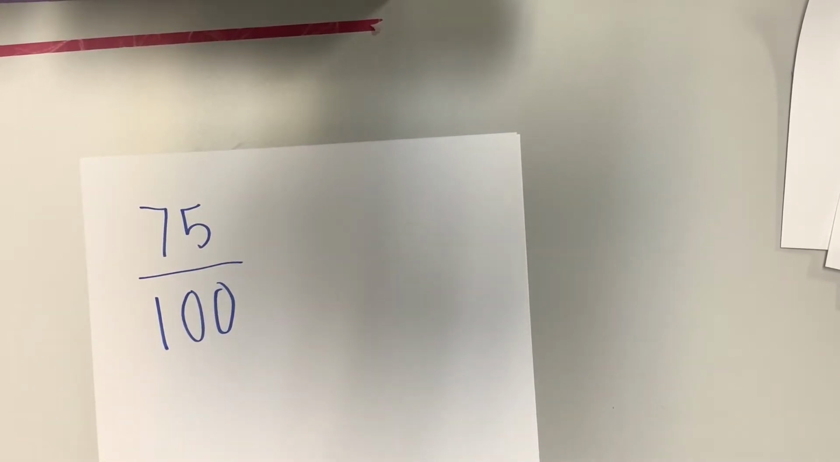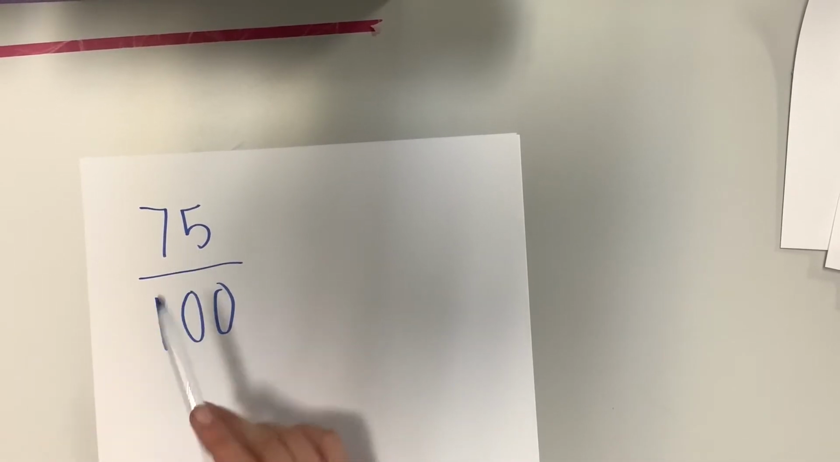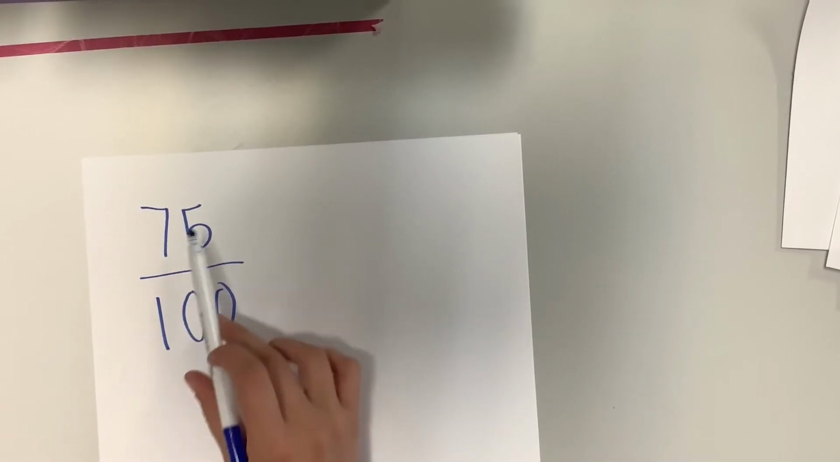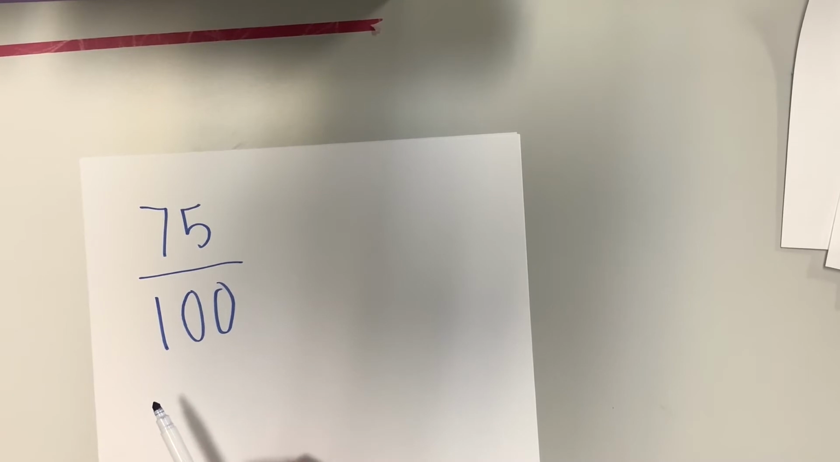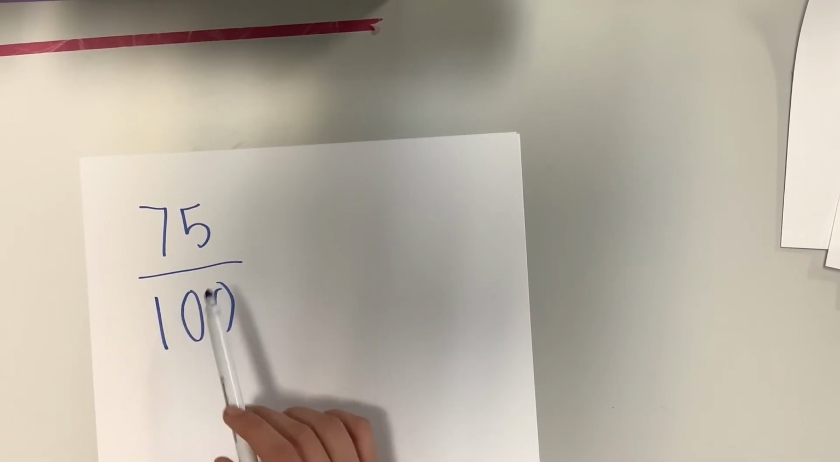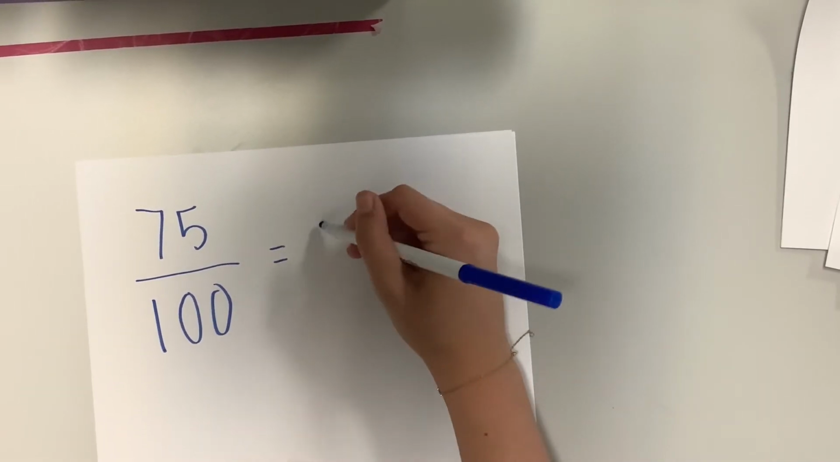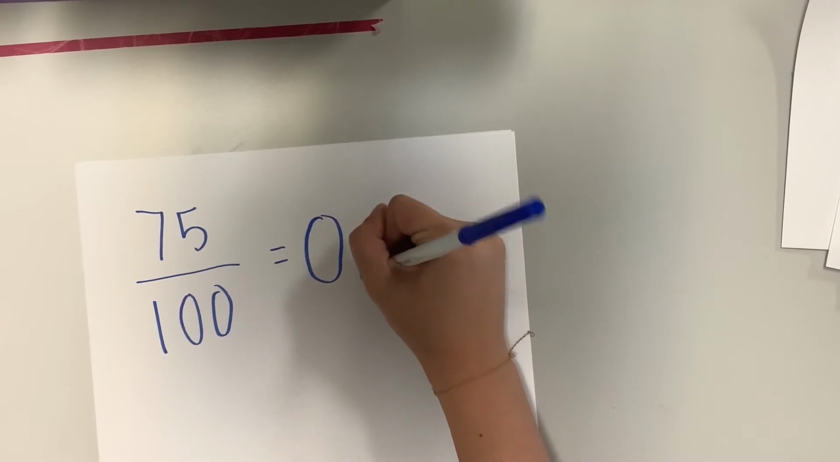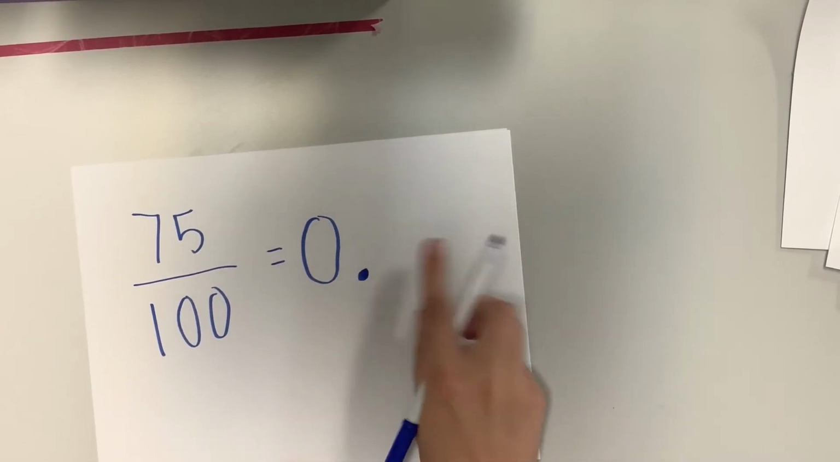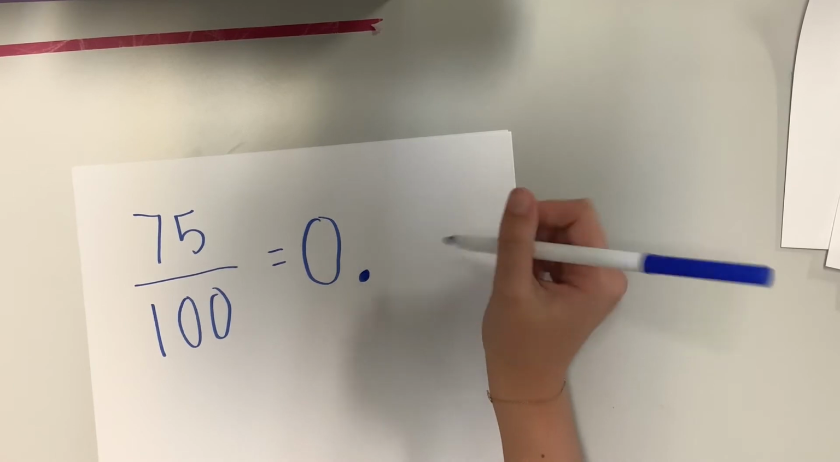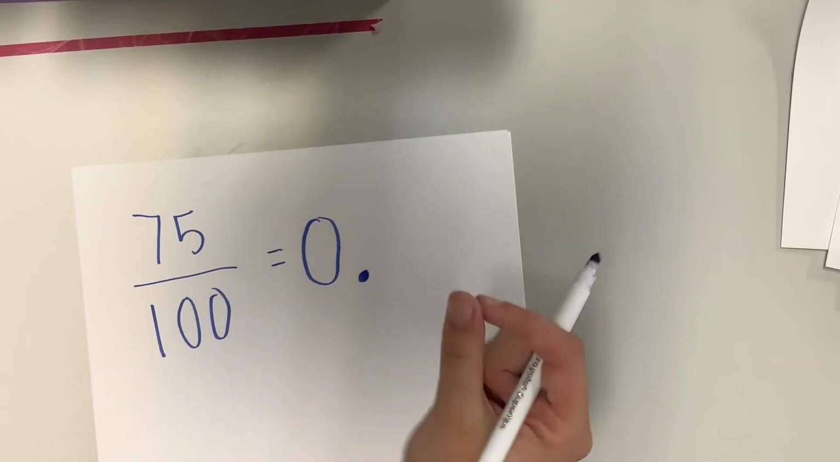Let's start by reading this fraction out loud. 75 hundredths. So I need to have 75 hundredths. I have no holes. So I'm going to put a 0, put my decimal. 75 hundredths. Well, we know that we can't put 2 digits in the hundredths place.